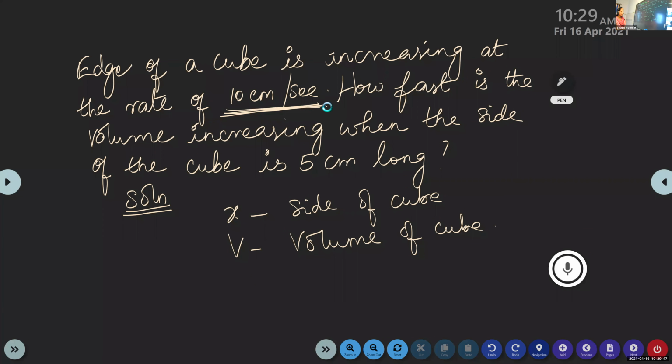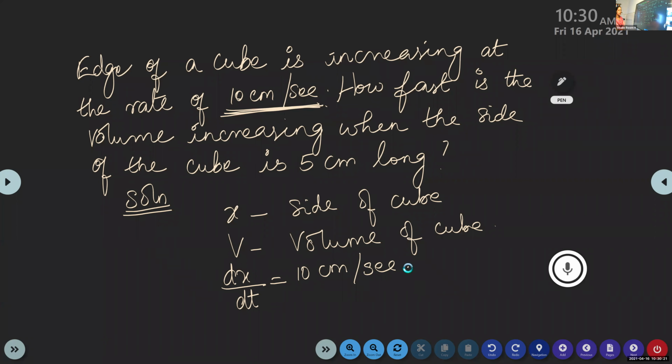That means, Chomlin, what is given here? Length by time. dx by dt. Okay, yes. dx by dt. Rate of change of side with respect to time is increasing, so we will take it as a positive quantity. It is 10 centimeter per second.